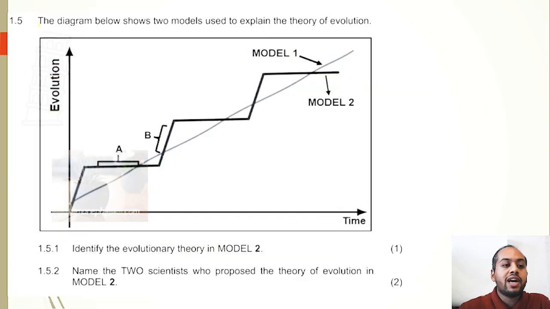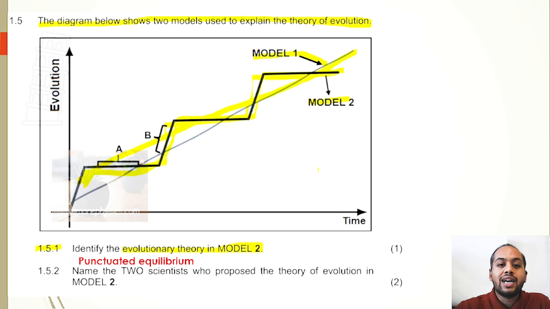The next question, 1.5, says the diagram below shows two models used to explain the theory of evolution. So you have model 1 pointing to this line, and then you have model 2 pointing to the second thick line that is illustrated. 1.5.1, identify the evolutionary theory in model 2. So model 2 is going to be that one there. Therefore it's going to be referred to as punctuated equilibrium. 1.5.2 says name the two scientists who proposed the theory in model 2. So that was going to be Niles Eldredge as well as Stephen Gould.